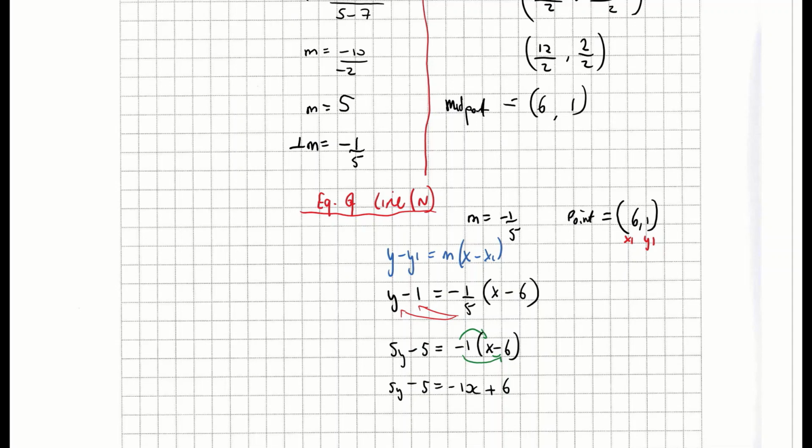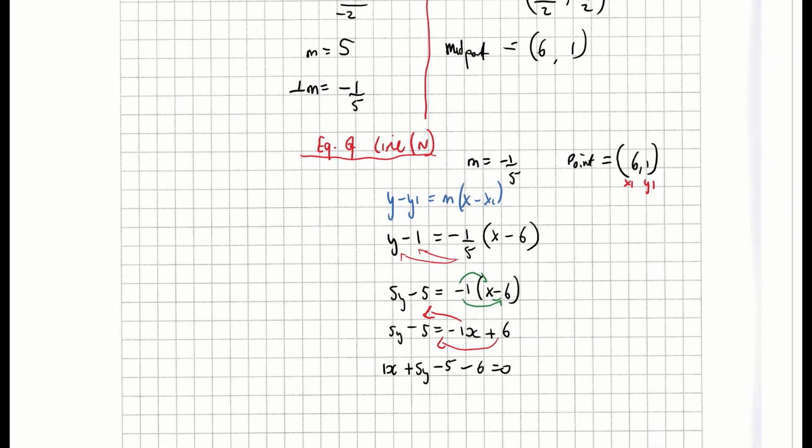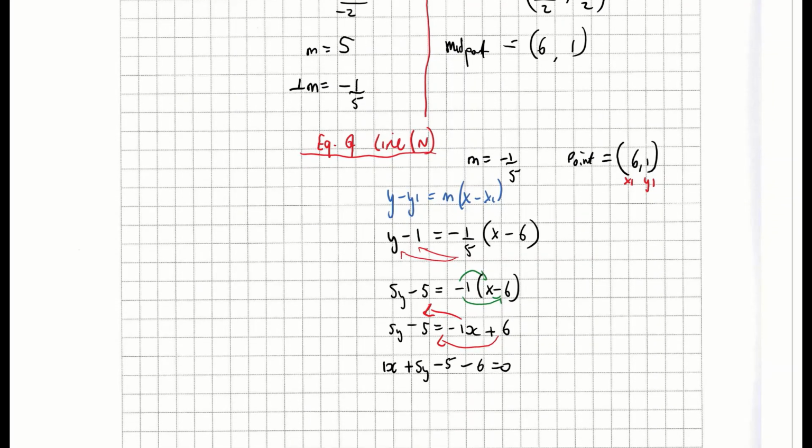And I'm just going to move everything to the left hand side. So I'm going to add 1x to both sides and subtract 6. And that is giving me positive 1x plus 5y minus 5 minus 6 is equal to 0, because I want to eliminate everything on the right hand side. I want to get it equal to 0. So that means I have 1x plus 5y minus 11 is equal to 0.